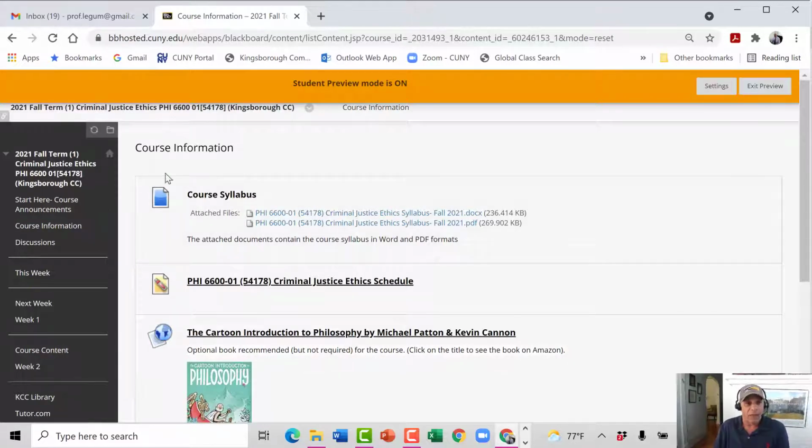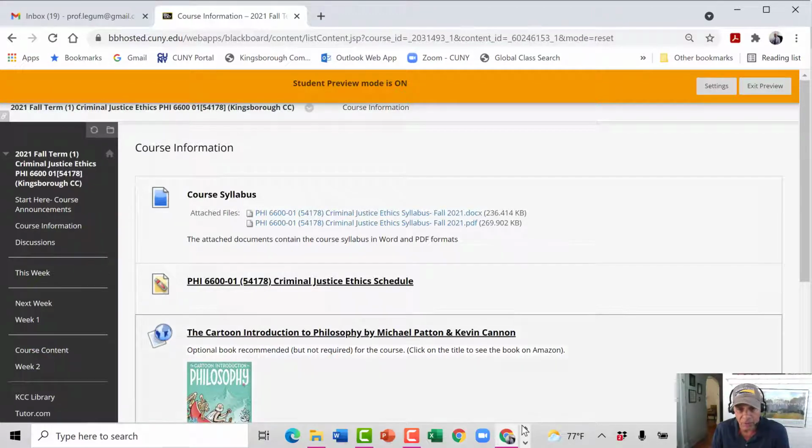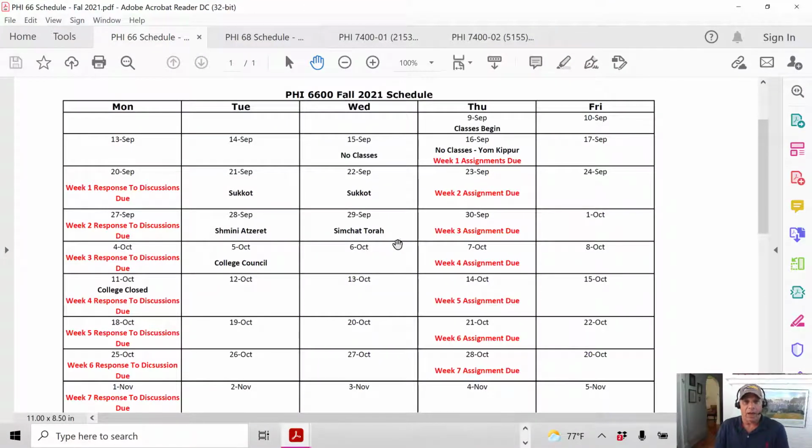Right at the top of course information, because that's where we are now, is a syllabus. And now you'll see the Criminal Justice Ethics schedule. That is the course schedule. Now that you know where to find it, I'm going to pop over to my Adobe Acrobat, where I think I'm displaying a bunch of these. Let me hope I can find them again. Yes, there it is. Okay, and let's take a look at the way, and this is a typical schedule.